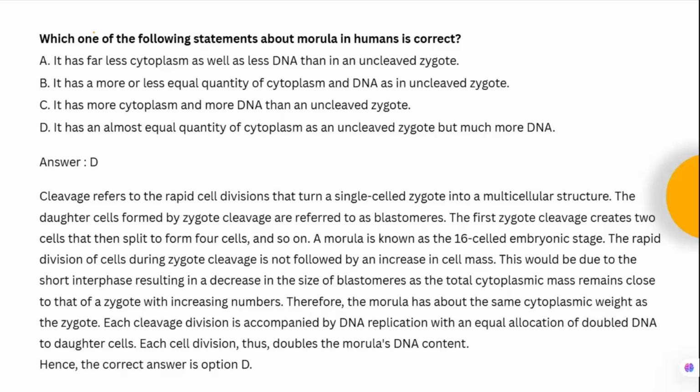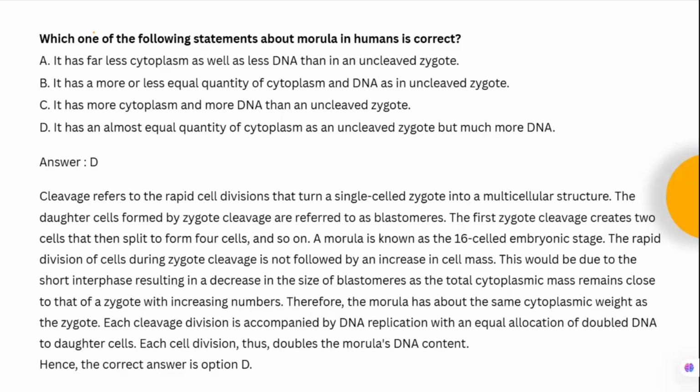Which one of the following statements about morula in humans is correct? It has far less cytoplasm as well as less DNA than in an uncleaved zygote. It has more or less equal quantity of cytoplasm and DNA as in an uncleaved zygote. It has more cytoplasm and more DNA than an uncleaved zygote. It has almost equal quantity of cytoplasm as an uncleaved zygote, but much more DNA.